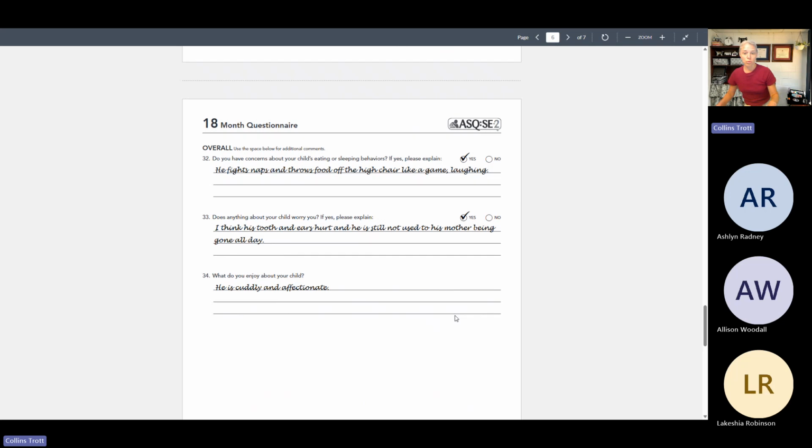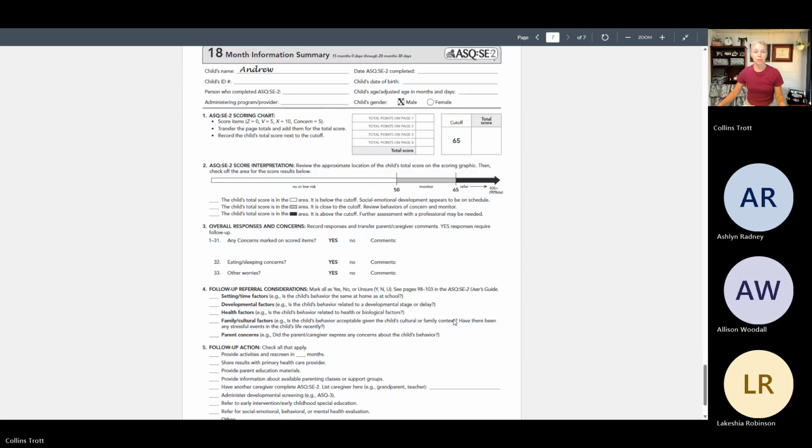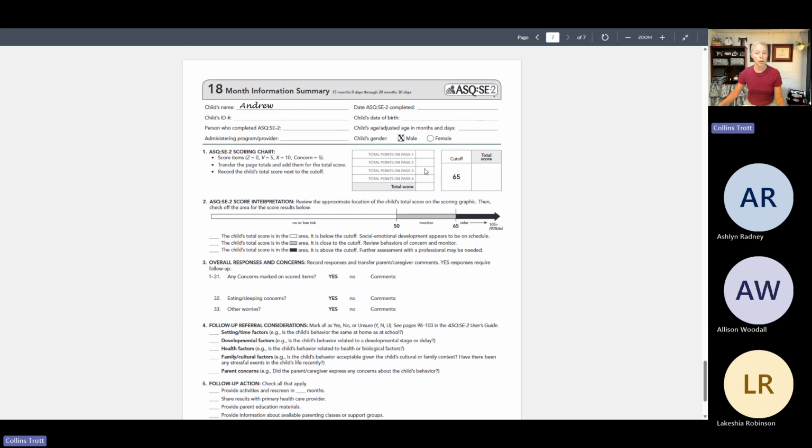So now if I go to my scoring sheet, we're going to do the same types of things again. How many points per page? So on page 1, our total was 20. On page 2, our total was 25. On page 3, our total was 20. On page 4, our total was 45. So our entire total score is 110.